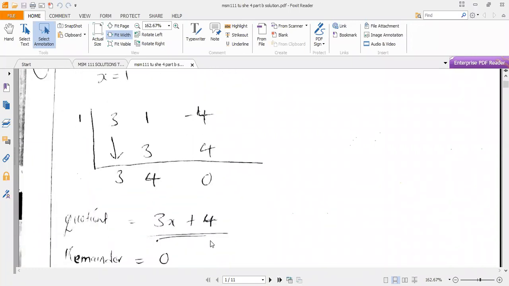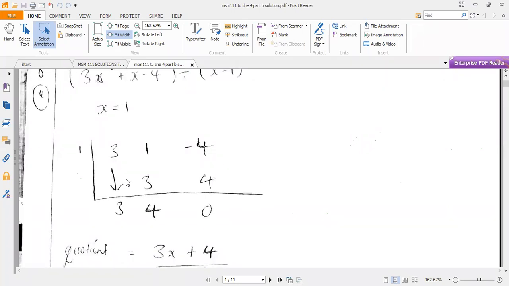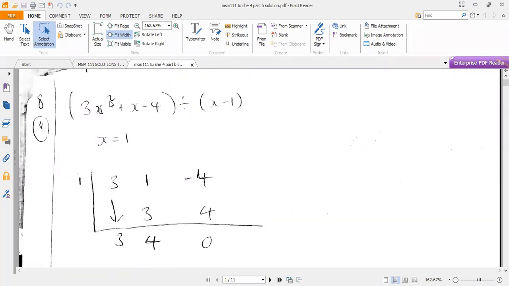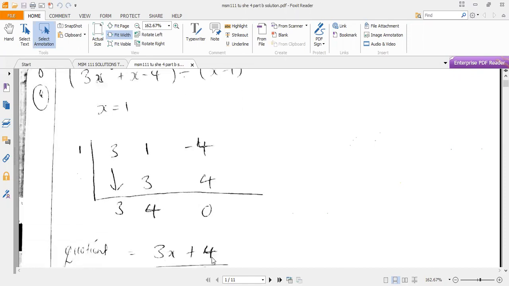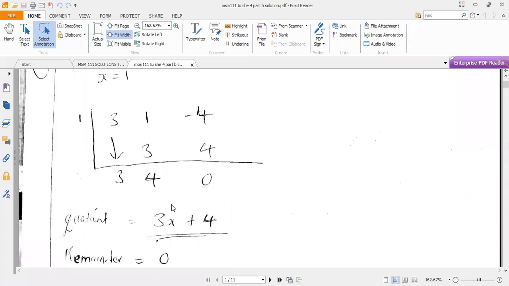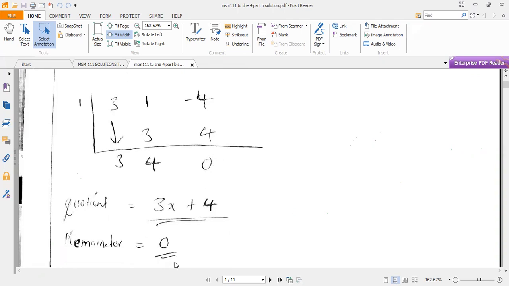So now, writing this using the quotient, you know that it will be 3 and 4, and the x reduces by one degree, so it will be 3x plus 4. Hope it's clear. 3x plus 4. The last number, the constant, is always the remainder. So the remainder for this equation is 0. Hope it's clear for synthetic division. I believe you guys have gone through this. It's simple, right? We'll proceed.